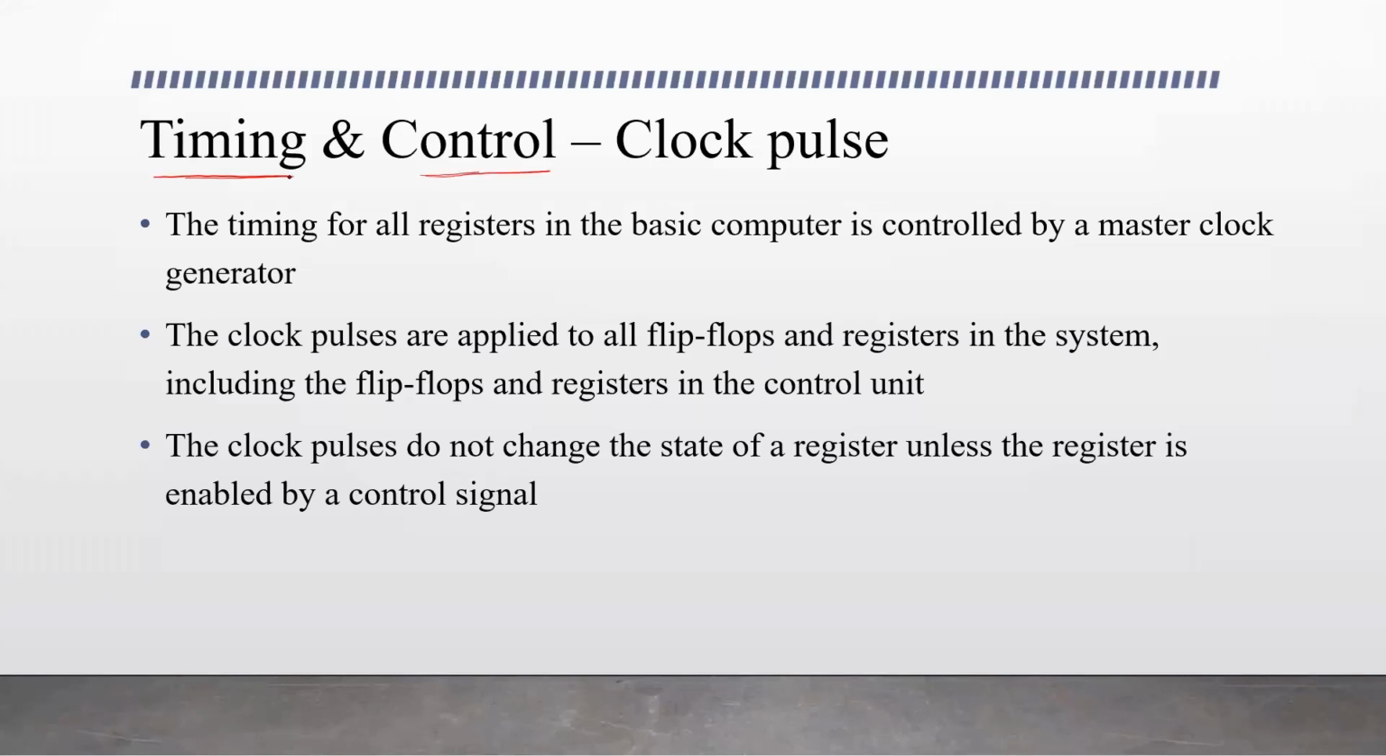Timing is done by the clock pulse. The timing for all registers is controlled by a master clock generator, the circuit that generates the clock pulse. The clock pulse is generated and that determines the timing, at which particular time the operation can be performed.